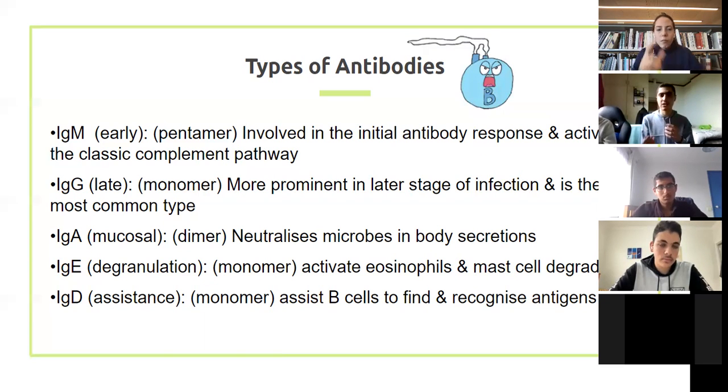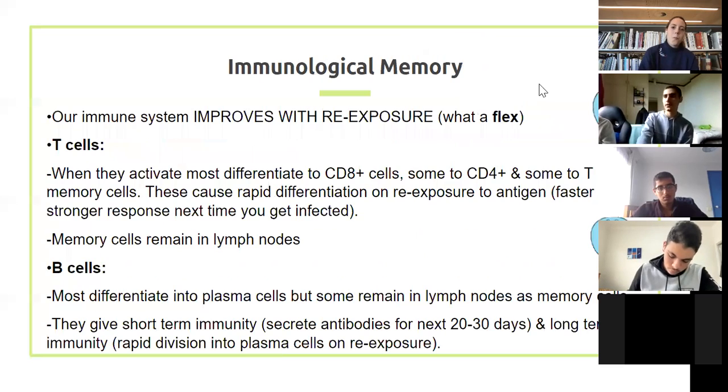Like it's in the secretions rather than something produced regularly, or during infection. IgE is pretty much responsible for all the allergies that we have. They're the ones that are not great, but they're also important for eosinophils. And the last one's IgD, which assists B cells to find those antigens. Remember we talked about how they have to circulate and find them themselves. So IgD helps with that.